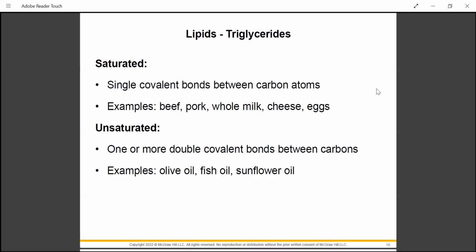Versus unsaturated, we're going to have at least one, if not more, double covalent bonds between carbons. So saturated, think S saturated, S single. So single bonds when it's saturated, multiple double covalent bonds, or at least one double covalent bond if we're unsaturated. So typically you think of unsaturated as our oils, olive oil, fish oil, sunflower oil, canola oil. All of those ones that are going to be liquid at room temperature are typically going to be unsaturated.